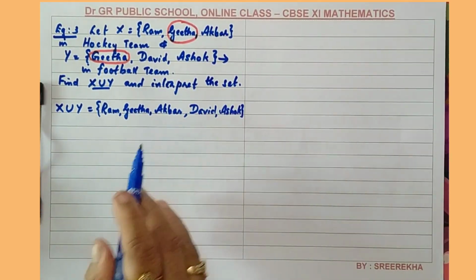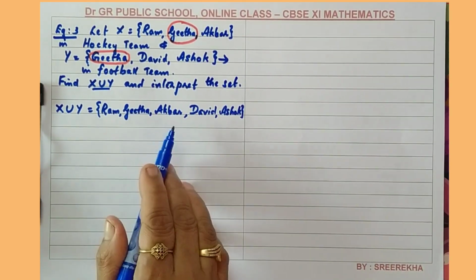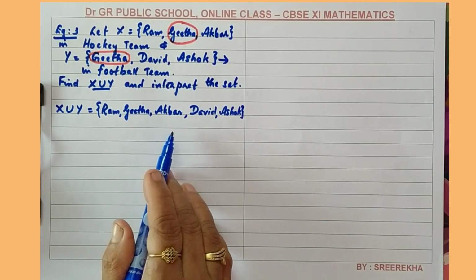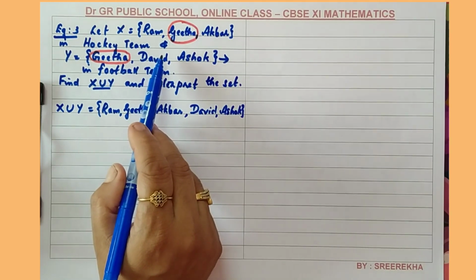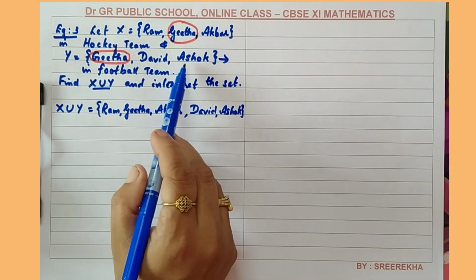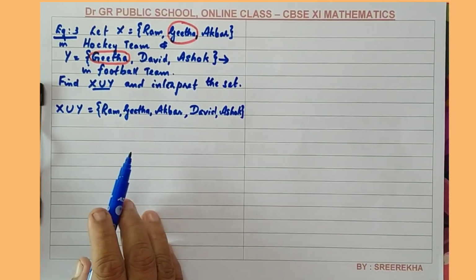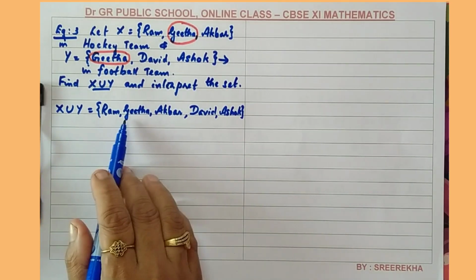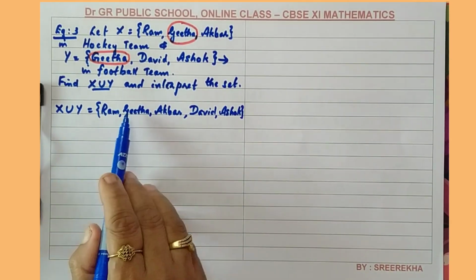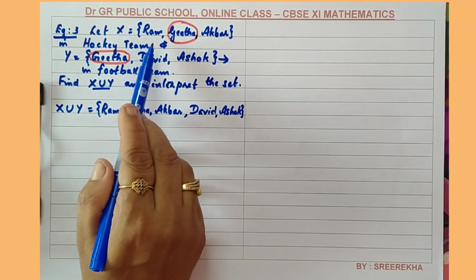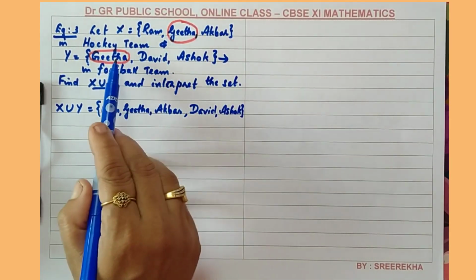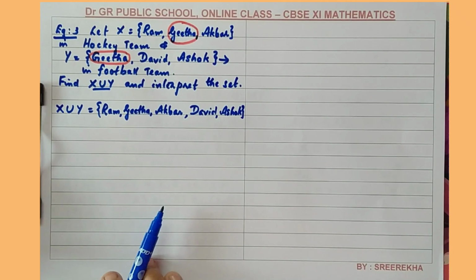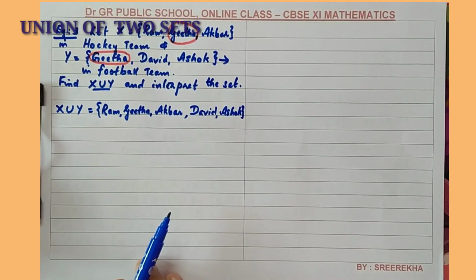What can you interpret from this set? The interpretation is that this is the set of students who are in the hockey team, or in the football team, or in both the teams. That is the interpretation. They are the students in either the hockey team, or the football team, or in both the teams. So actually, this is the representation of X union Y.